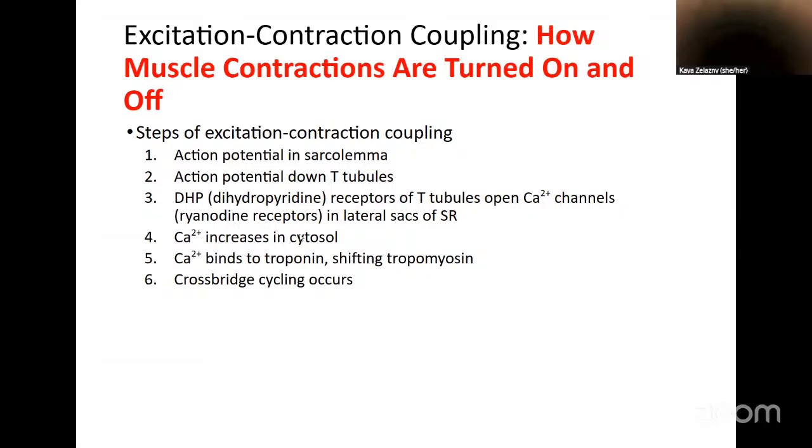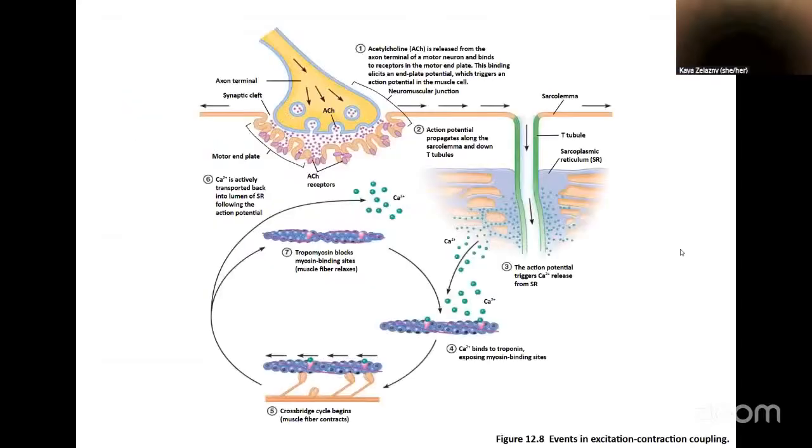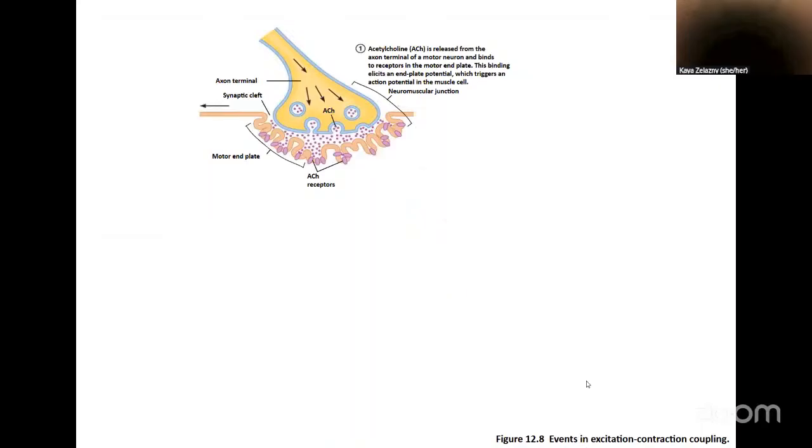And it's now free to bind onto troponin, which is what shifts the tropomyosin, that long thready pink thing, off the myosin binding sites on the actin, which means we can start our cross-bridge cycle. So we'll take a look at this in picture form too. It's our big thing. So we were starting where we left off.